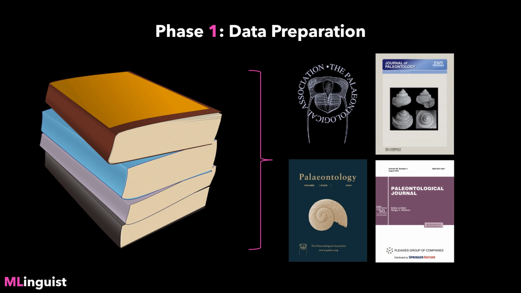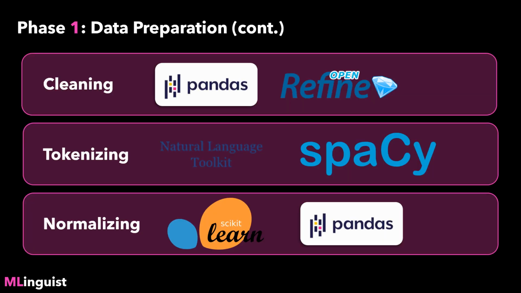We'd ideally scrape through conference papers and academic research on paleontology from a variety of journals and sources and compile a database of these documents. Next step within the data preparation phase is to pre-process our documents by cleaning, tokenizing, and normalizing the data to prepare it for the next phase.